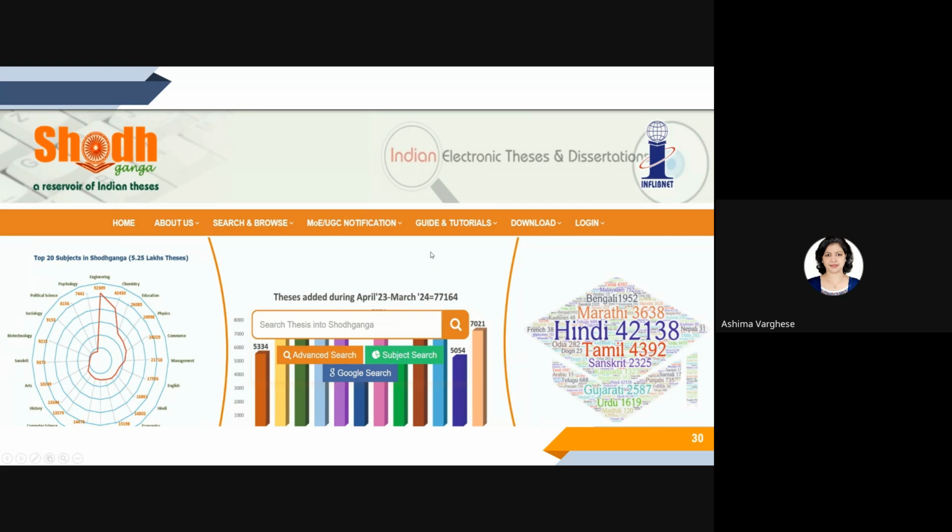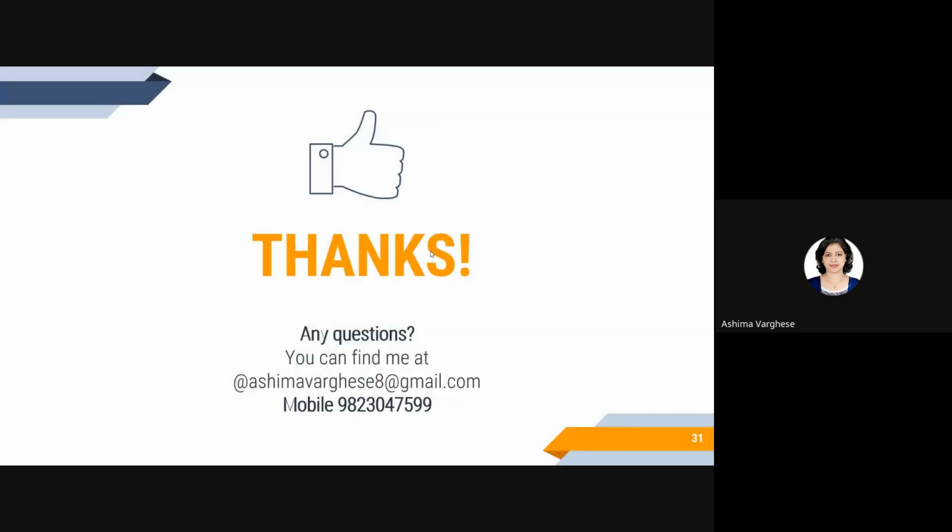And when I was talking about the language of the manuscript, I mentioned that you can write it in any language like English, Hindi, Marathi, Bengali, Tamil, Sanskrit, but most of the scientific, technical, law or pharmaceutical theses are to be written in English language only. So this is from my side, from the PPT. Thank you so much. If you have any questions, you can email me, or I have my mobile number.